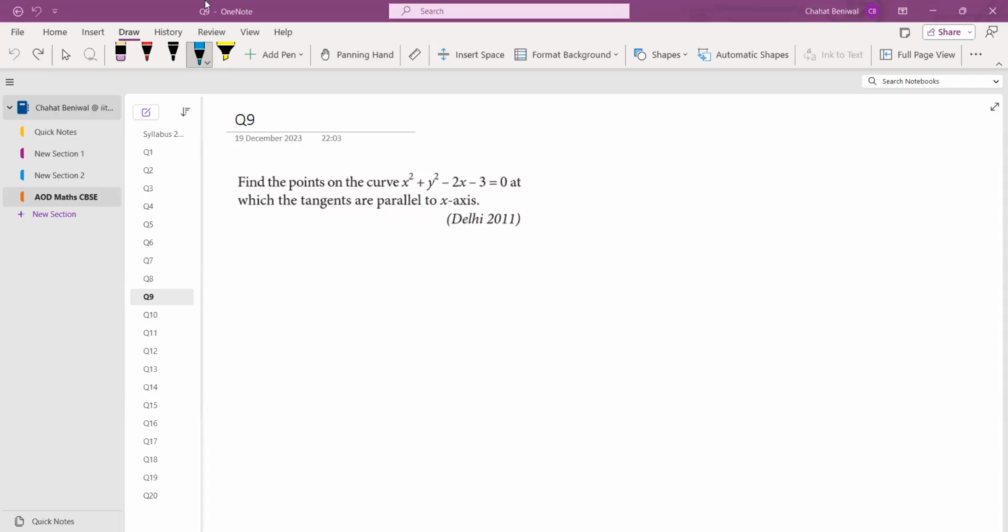So in this question, we need to find the points on the curve at which the tangents are parallel to the x-axis. Okay, so when a line is parallel to the x-axis, that means its slope is 0. Pretty simple. So we know that the slope of the line is 0.